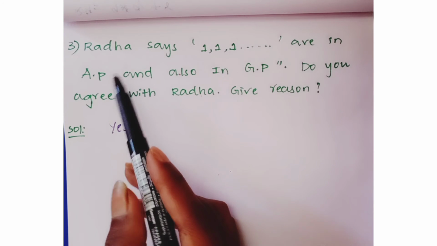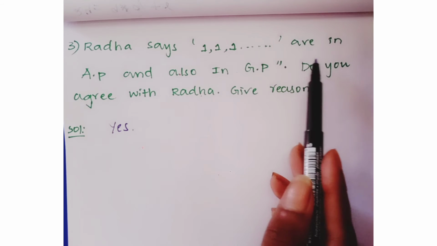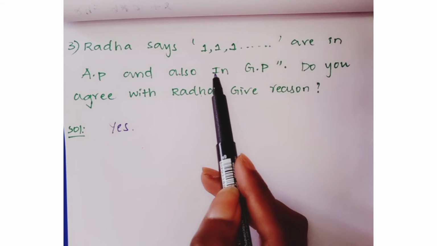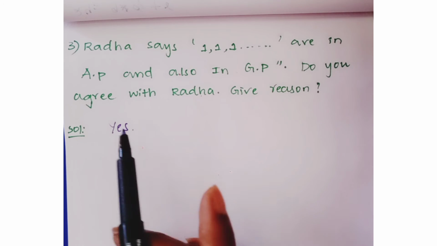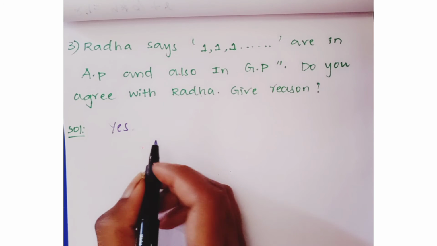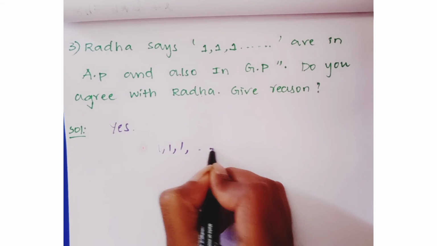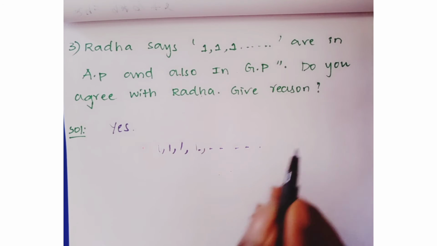So moving on to the third question. The question is, Radha says 1, 1, 1 and so on are in AP and also in GP. Do you agree with Radha? Give reason. Yes, I agree with Radha because the series is 1, 1, 1 and so on.